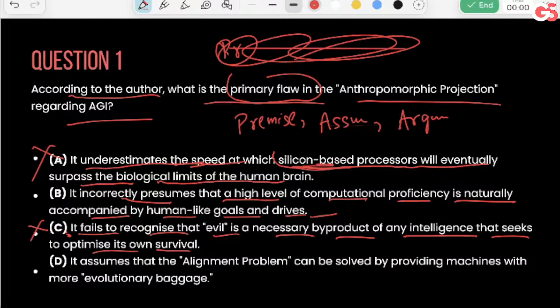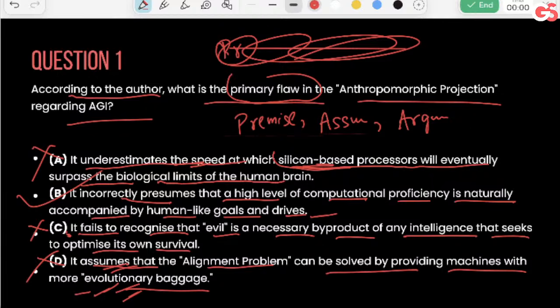D, it assumes that the alignment problem can be solved by providing machines with more evolutionary baggage. Did it assume that? It might have, but is that the primary flaw? No, the primary flaw is B. It incorrectly presumes that a high level of computational proficiency is naturally accompanied by human-like goals and drives.